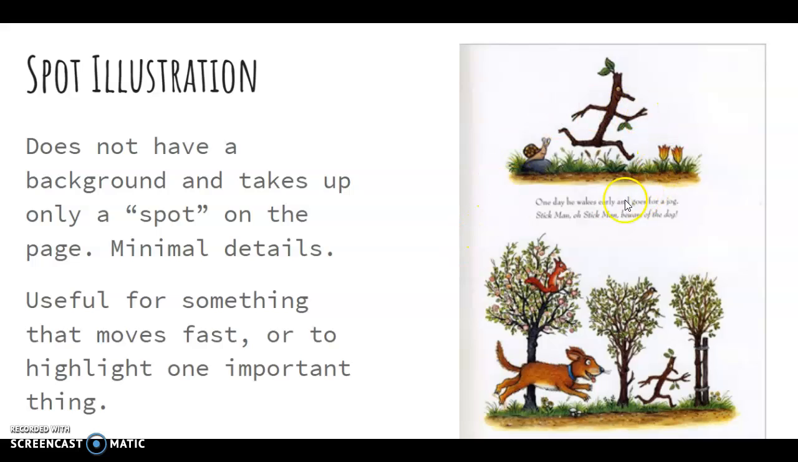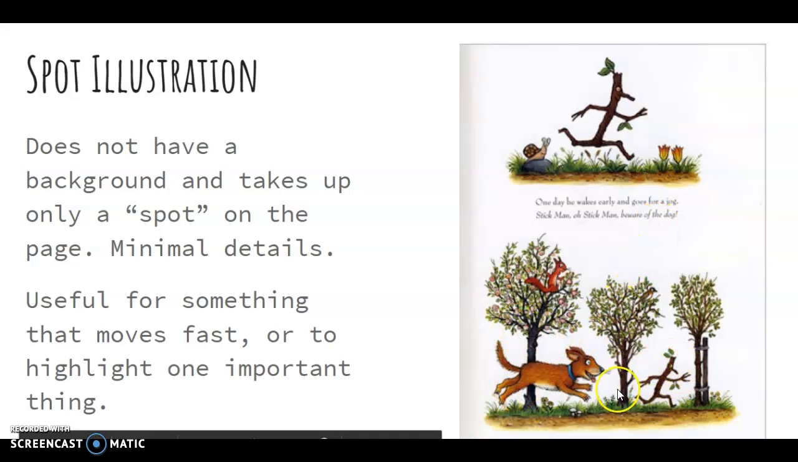With this one, we've got Stickman running around, and so he's important. He's more important than the blue sky or the forest he might live in, so we only want to look at Stickman. One day he wakes up early and goes for a jog. Stickman, oh Stickman, beware of the dog.